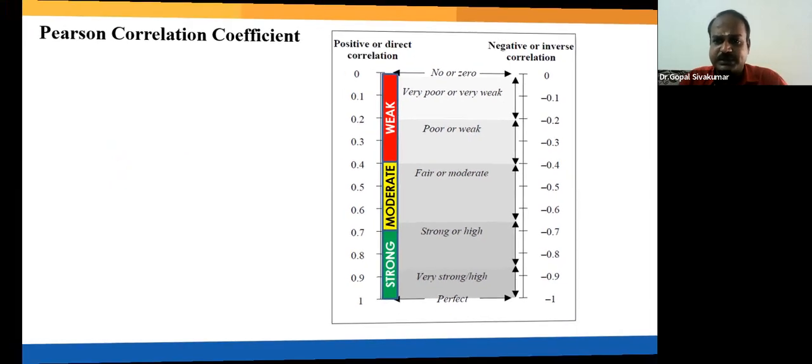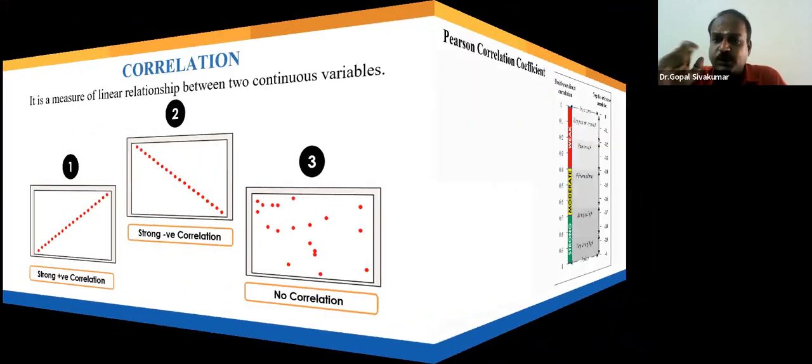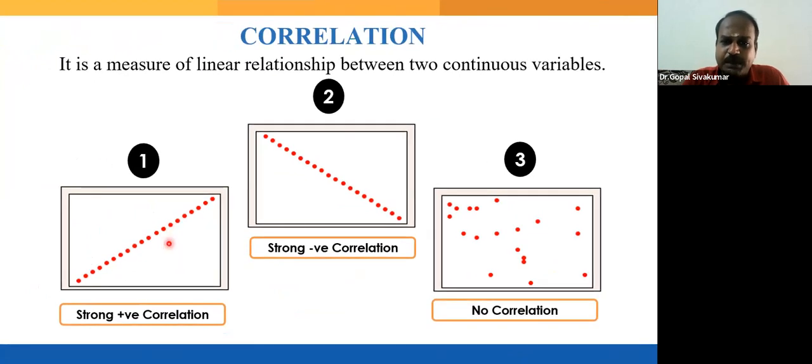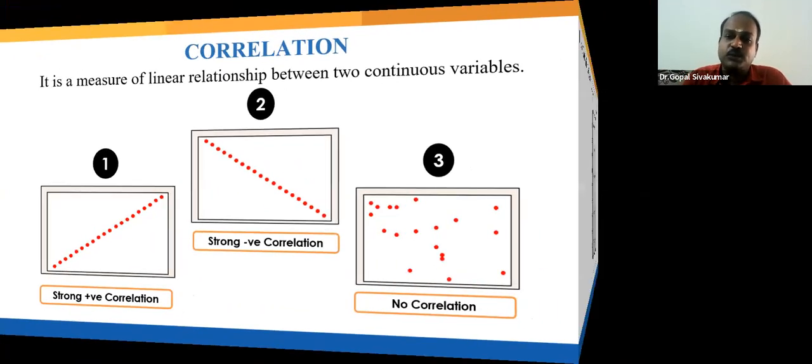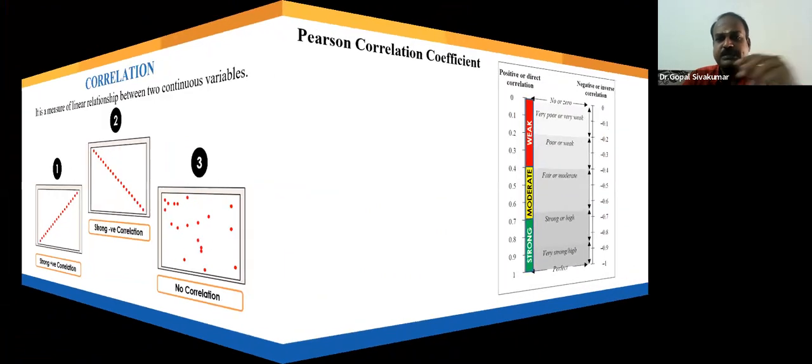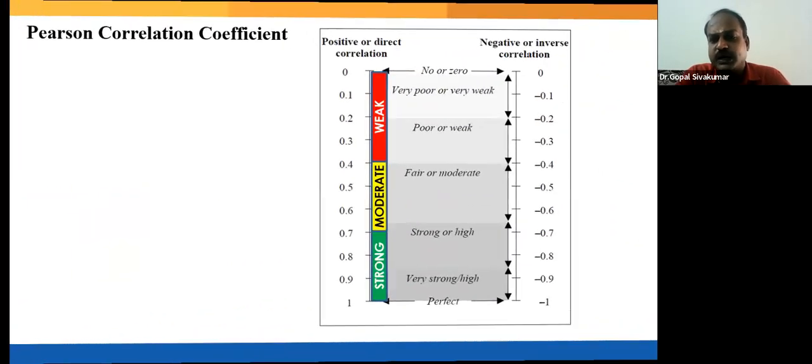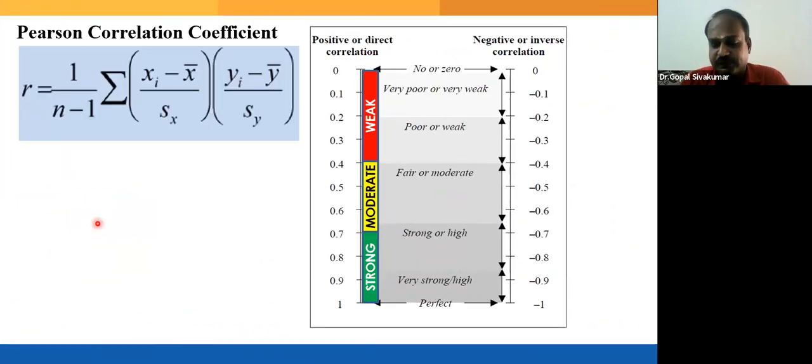Again, like the previous discussion, when you have got a very good eye, looking at the scatter diagram, you can comment on the correlation, whether it is strong or moderate or weak. Suppose you are not able to judge the relationship by looking at the scatter diagram, then you can use the formula, which is called the Pearson correlation coefficient.